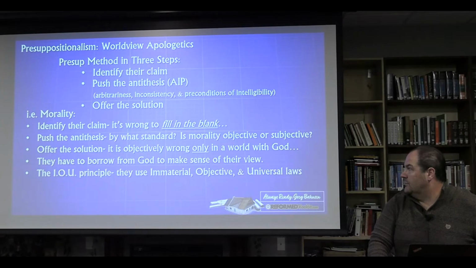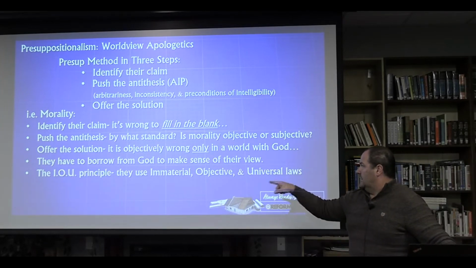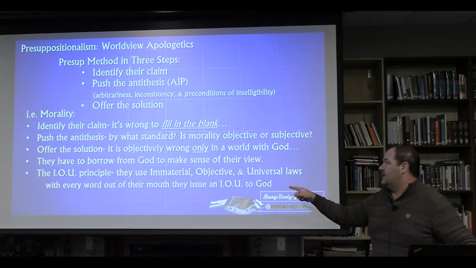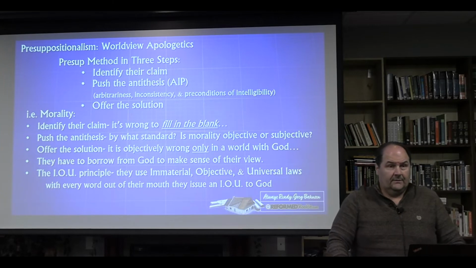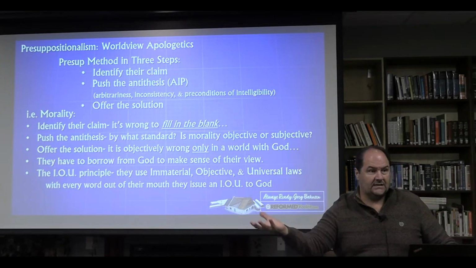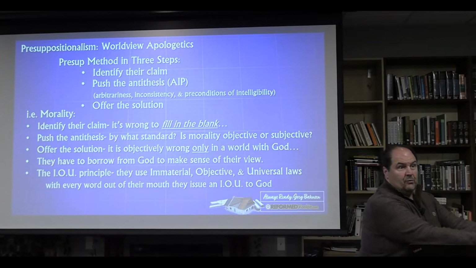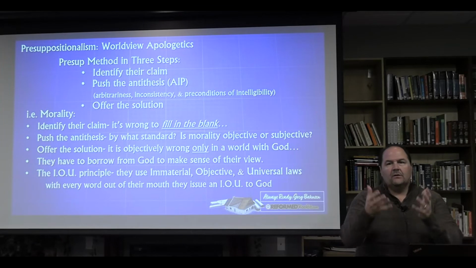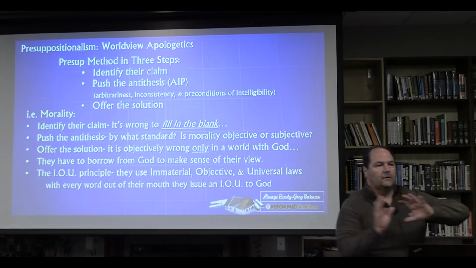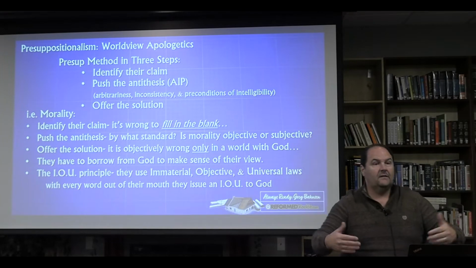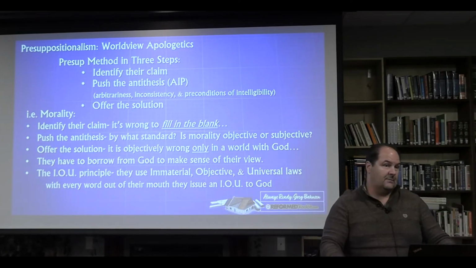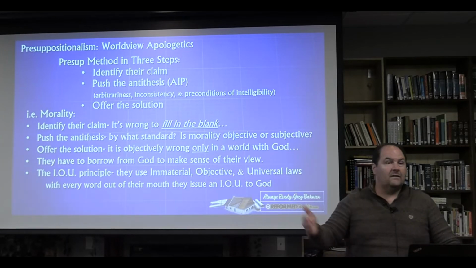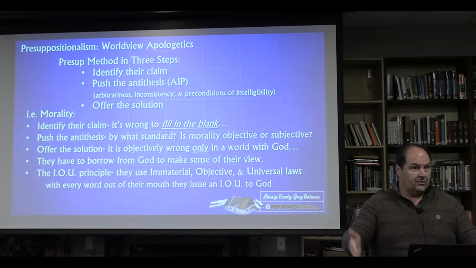So I call this the IOU principle. They use immaterial, objective, and universal laws. So with every word out of their mouth, they issue an IOU to God because they're using God's collateral to try to disprove God's worldview. They have no collateral of their own. Everything they're using, they're borrowing from God to try to disprove God. Like Van Til says, they're basically sitting on God's lap in order to slap him in the face. Right? You cannot say these things on an atheistic worldview and have them be true.